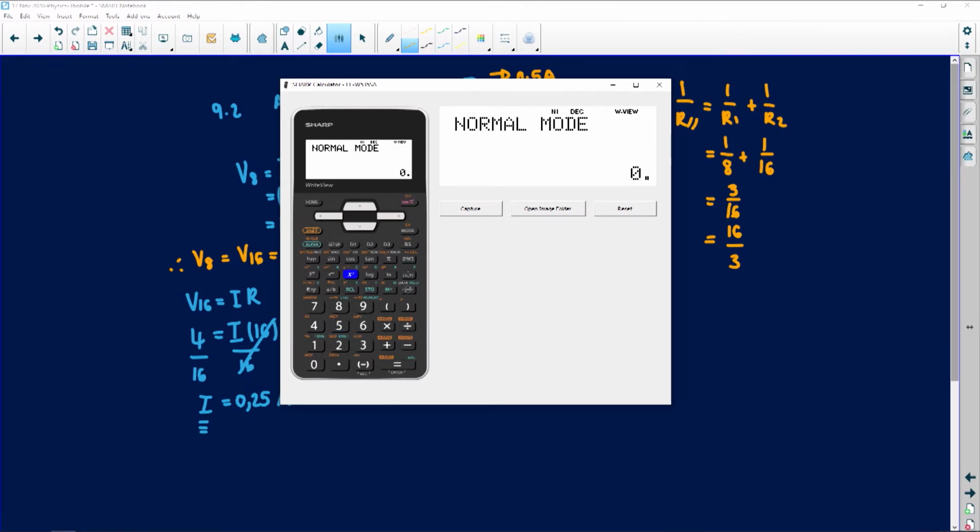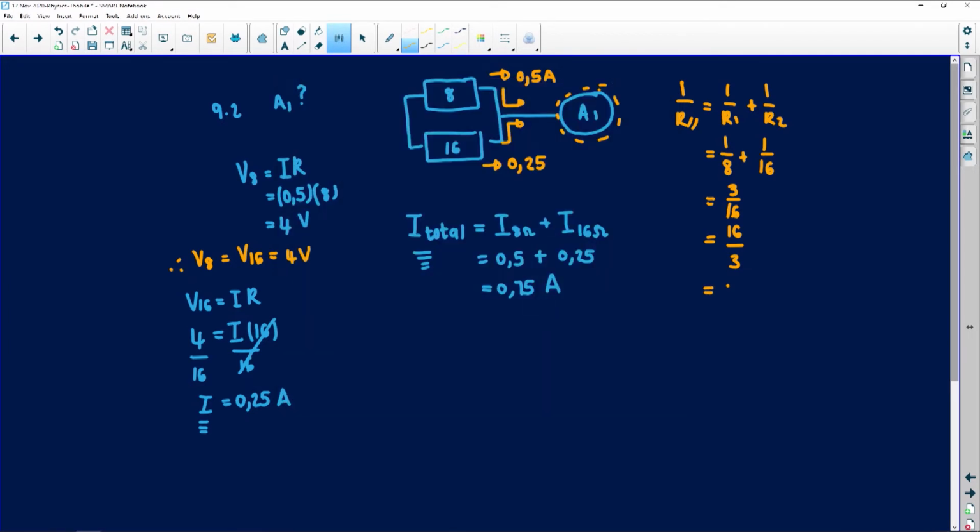Oopsie daisy. Okay, let me use a fraction. 16. At the bottom, we're going to have a 3. And then I need to have 5.33. Remember, always to 2 decimal places. I'm going to have 5.33. Remember, the SI unit for resistance is then in ohms.